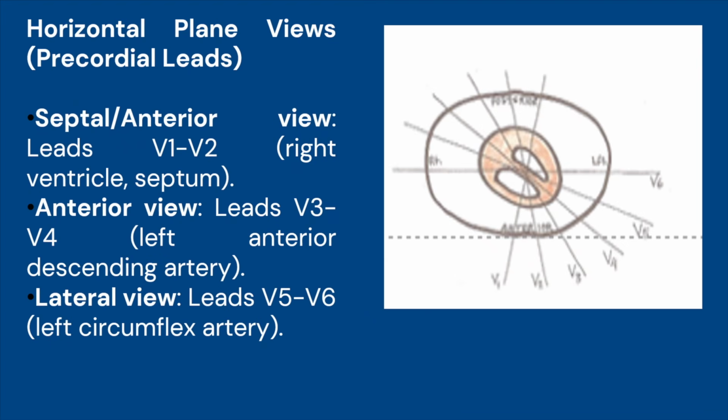So what about the chest leads? V1 and V2 look at the right ventricle, at the anterior surface of the heart. V3 and V4 look at the septum. So if I have lesions between V1 to V4, it is anteroseptal. And V5 and V6 look at the lateral surface of the heart. We remember from the previous slide that also lead 1 and aVL look at the lateral surface of the heart.